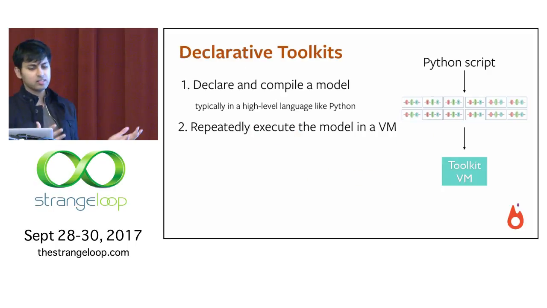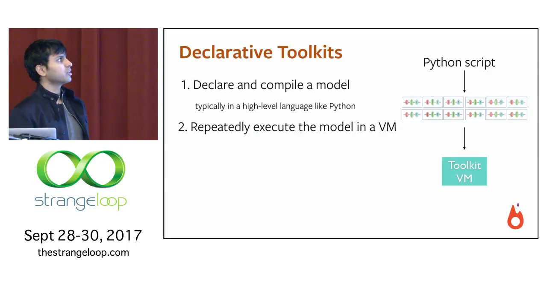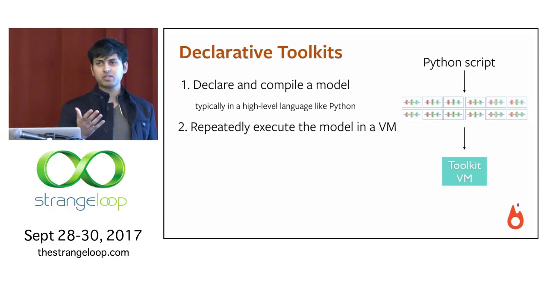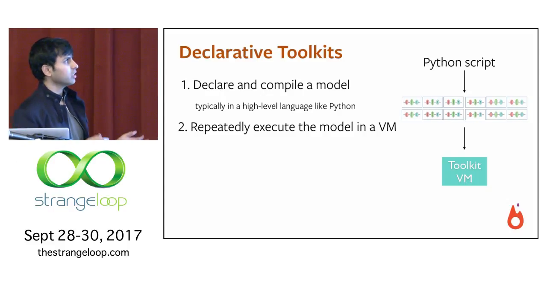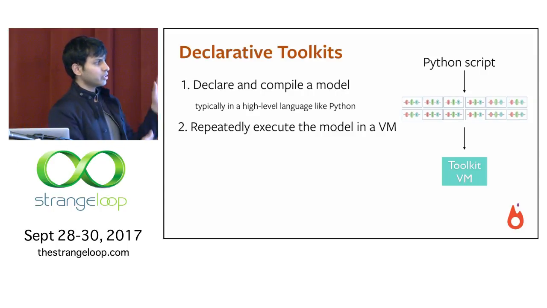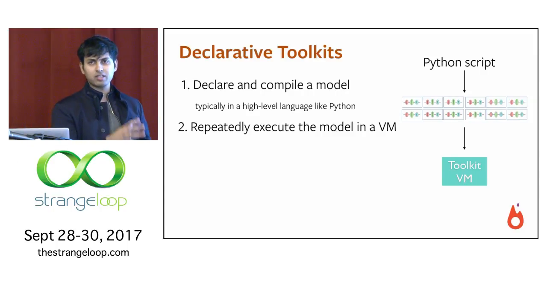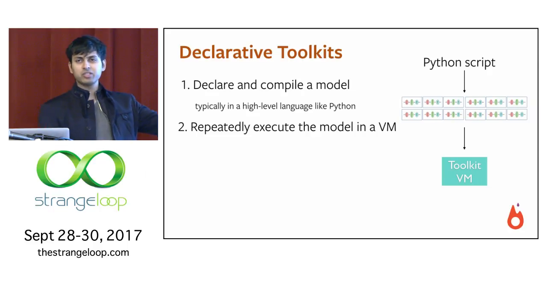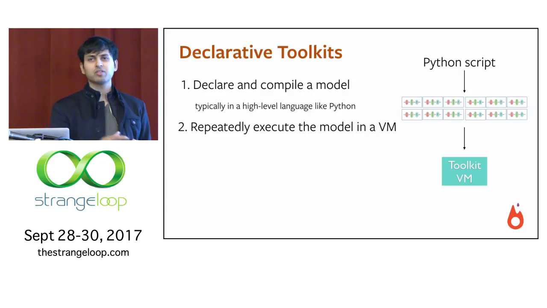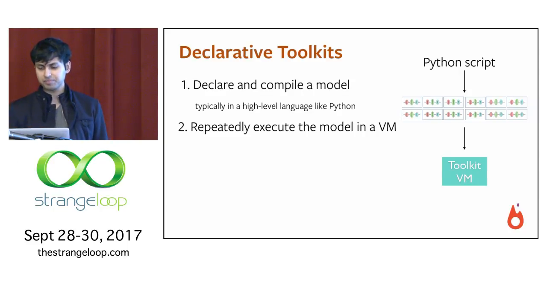In declarative toolkits, what you do is you declare what your model is supposed to look like, what your neural network is supposed to look like. Typically, a Python script declares your model, and then you might compile it. And if you want to actually execute the model, you give it to the virtual machine that the toolkit has. So the virtual machine takes this model definition, compiles it into its own intermediate representation, and then it executes it inside its own virtual machine.